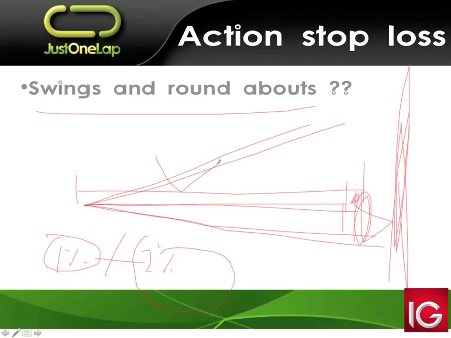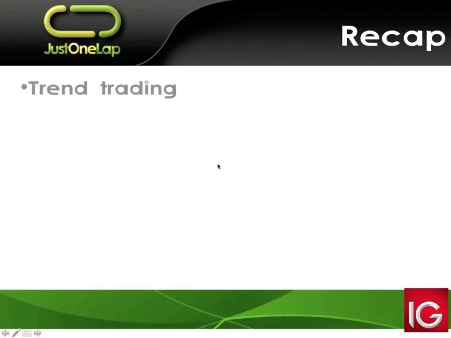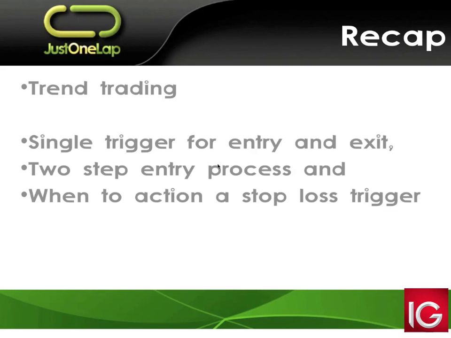But sometimes, depending what you're trading, that fire and forgetting, that setting up a hard stop loss within your broker's system, is not applicable or not really viable either. So quick recap, we're talking trend trading. The examples I have used here have been in my lazy system. The three processes: single trigger for entry and exit, a two-step entry process, and when to action a stop loss trigger. And I say action on close below, not touch below.